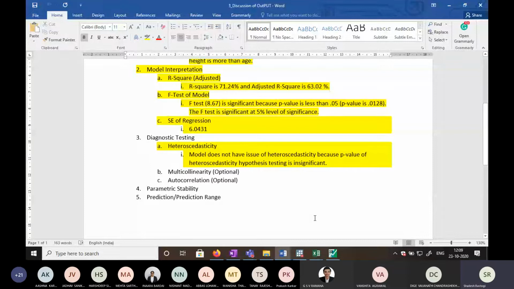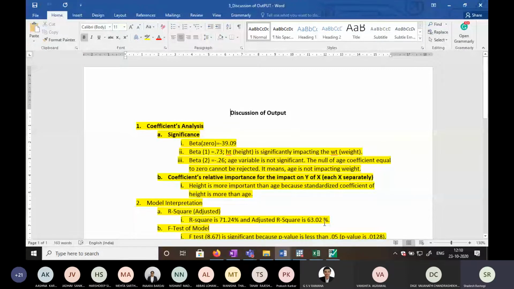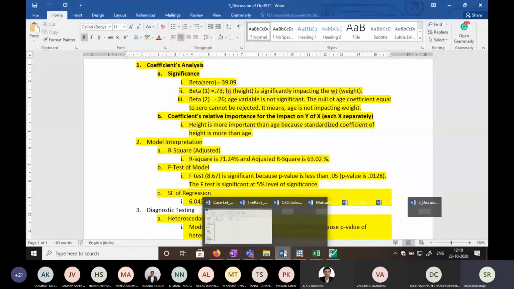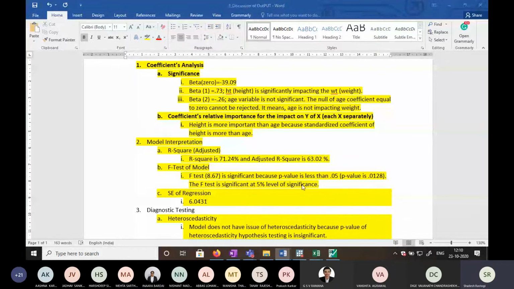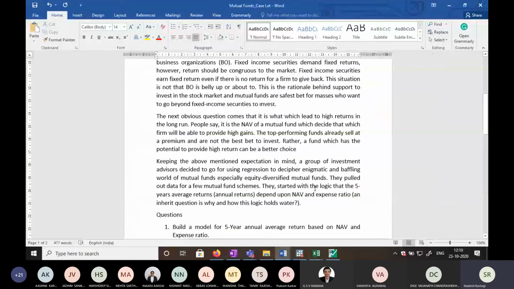We'll go for tire track and CEO salary, and then I'll give you one more caselet for home later on. Before the next class, you can do that on your own. I'll give you the solutions also. Solution means all these three tables: two tables and one discussion of output. All three things will be available for the fourth caselet, which I can just show you. So the mutual fund caselet, I have kept it for you to do on your own.